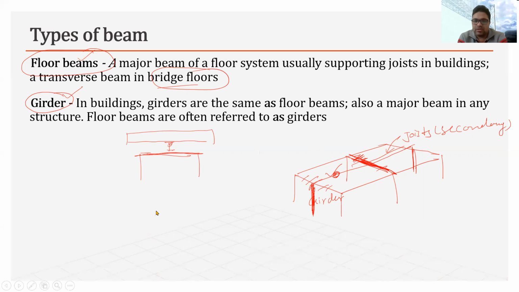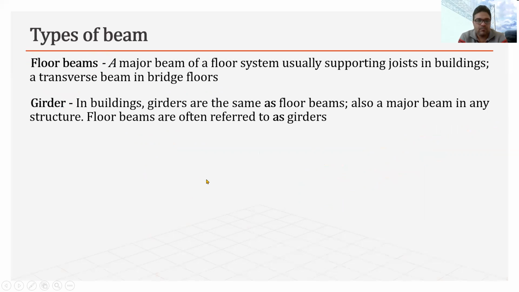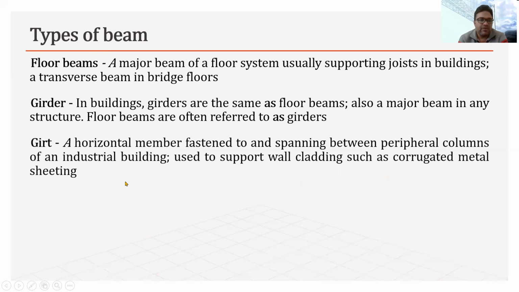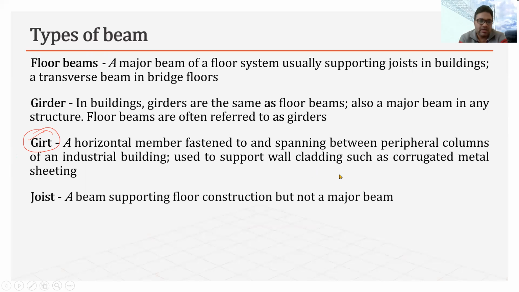I will be showing you the photos of these floor beams in the next slides. Similarly, then we have girt. This girt is used in the industrial building. Again, I will be showing you this girt beam. Generally, we use this on the wall cladding to support the facade. Then we have joist. As I discussed, joist is a secondary beam.